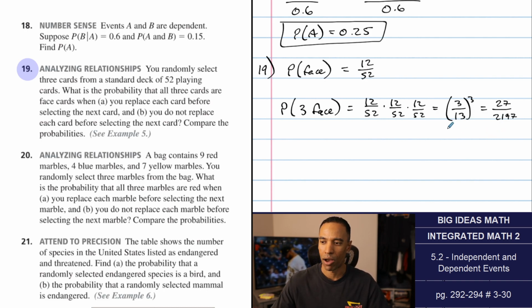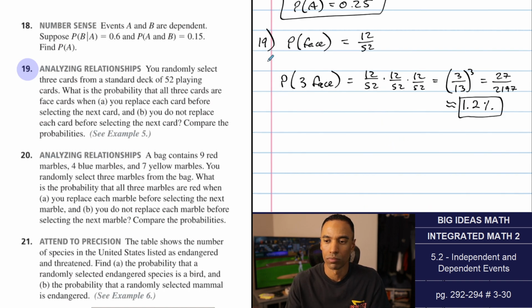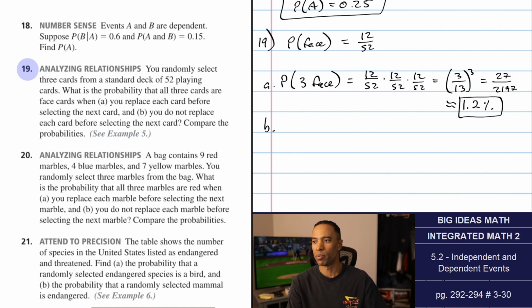0.012, so about 1.2% probability that will occur, which is low. Was that part A? Did they say A? Yeah, A and B. You do not replace each card.